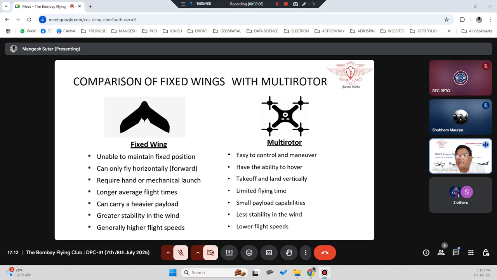There is no aerodynamics in the drone. It's just a frame, and the four motors and four propellers rotate, pushing the air down, and it flies in the air. So it has small payload capacity, less stability in the wind, and lower flight speed. Lower flight speed means that compared to a fixed wing, the multi-rotor moves through the air very slowly. That's why it says lower flight speed.